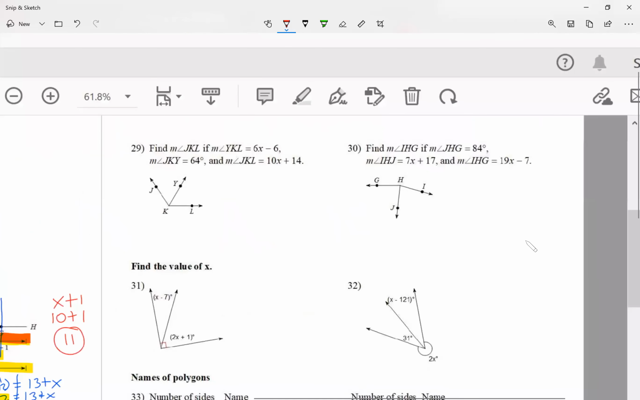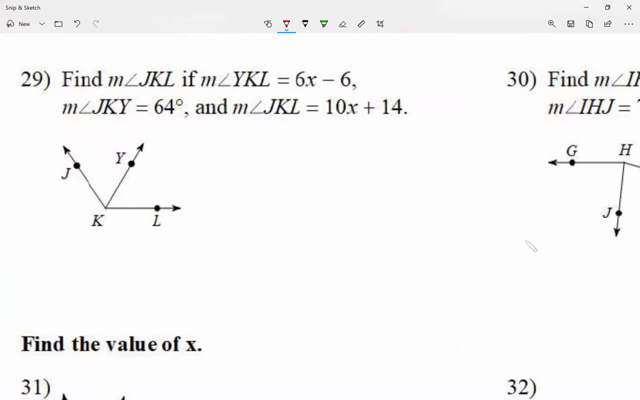Let's take a look at question number 29. For angle addition postulate, I'm going to add two small angles, and I'm going to make a big angle. One of my small angles is going to be this one. We can say that's the angle JKY. It's right there. I know the first angle is 64. The angle JKY is 64.